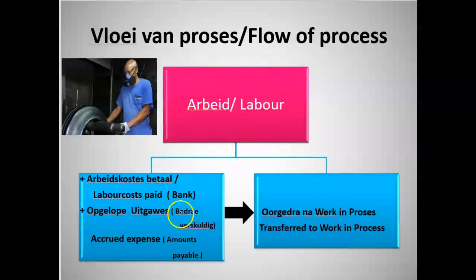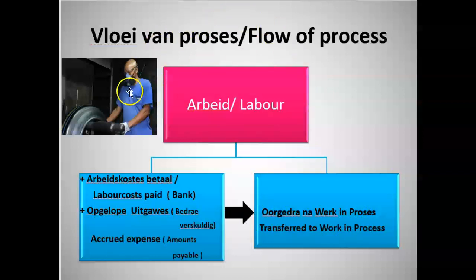Direct labor, all the costs that I've paid, plus any amounts that I still owe at the end of the financial period. So all the amounts that I had to pay for my laborers for that specific financial period will be accumulated in my direct labor account. And obviously at the end of the period, I'm going to transfer that to my work in process.